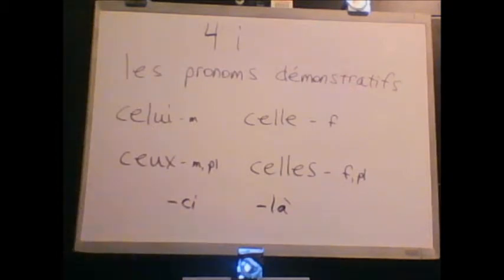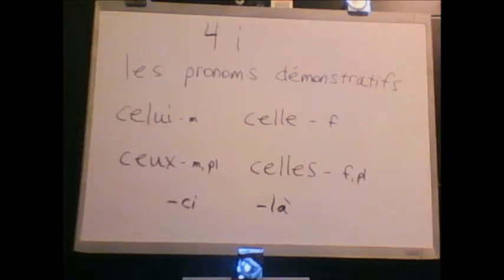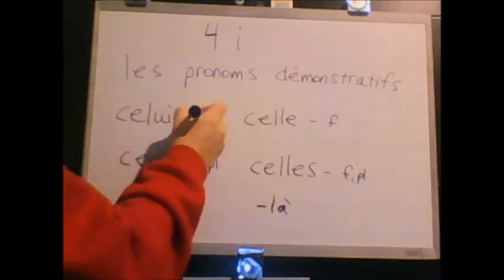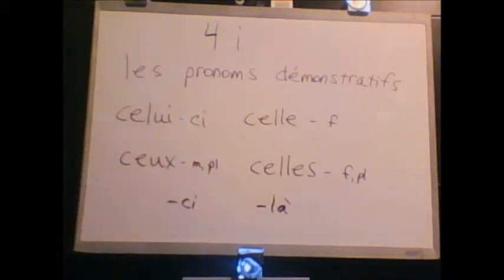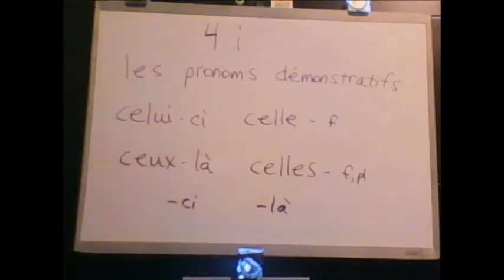Ci is from ici, here, so that's this, and là is from là-bas, which is over there, so that means that. So when I put celui-ci, I'm talking about this one. But if I put ceux-là, I'm talking about those over there, or those ones. So that is probably the most common use of these pronouns to distinguish between this and that and these and those. And let's look at an example in your textbook on page 61.